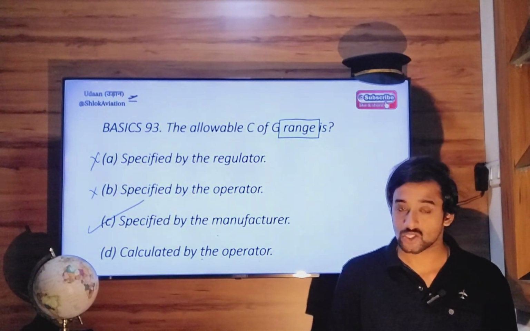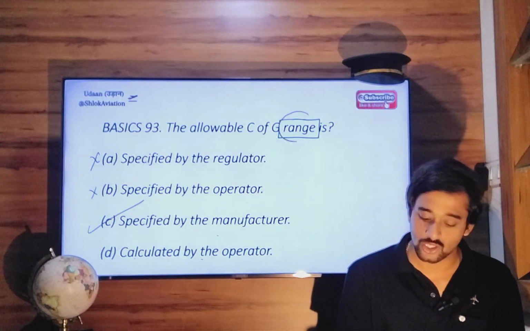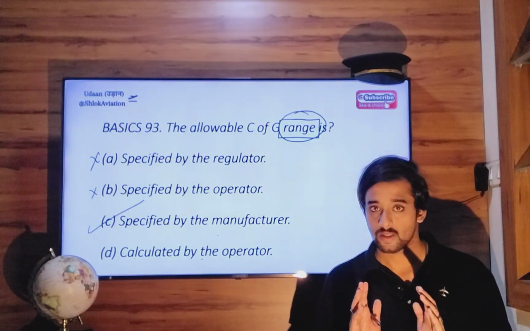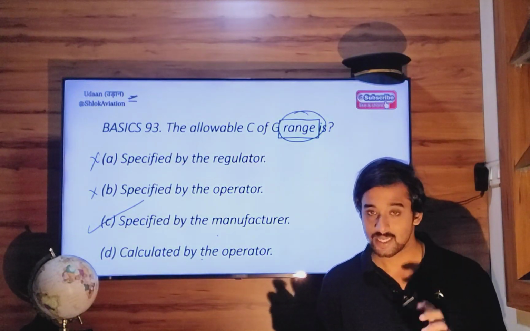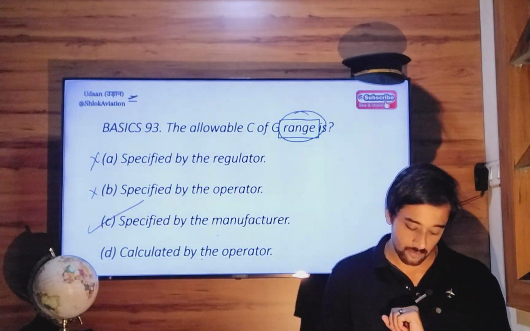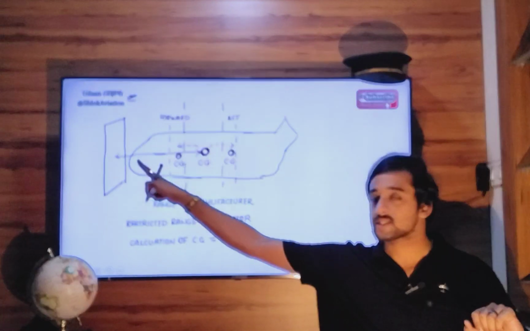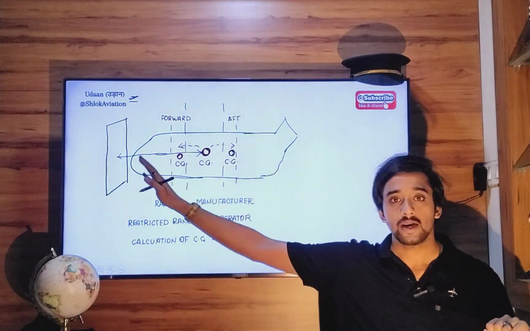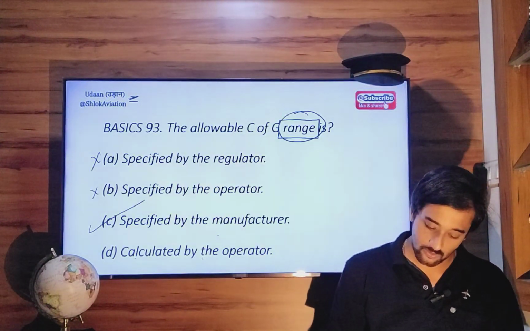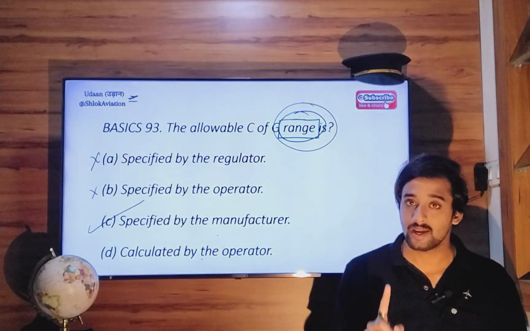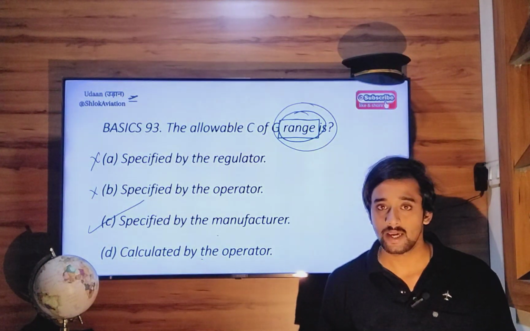Calculated by the operator. So the operator doesn't calculate the range. Range is fixed. Okay, it's not going to change. What the operator calculates is the exact center of gravity position from the imaginary datum. Okay, so pay attention to the words. They are talking about range. So range is determined by the manufacturer.